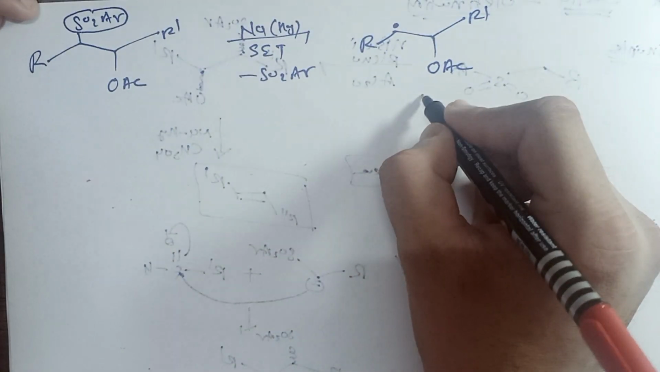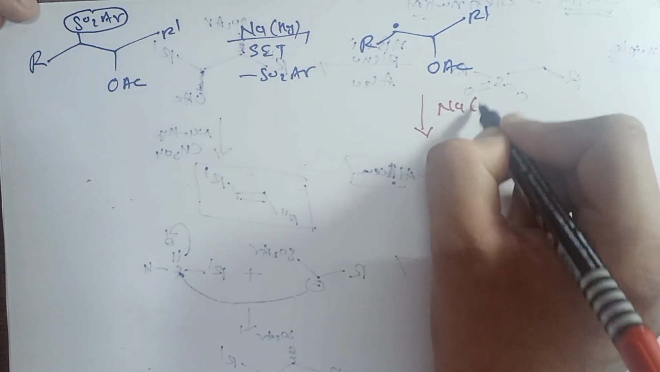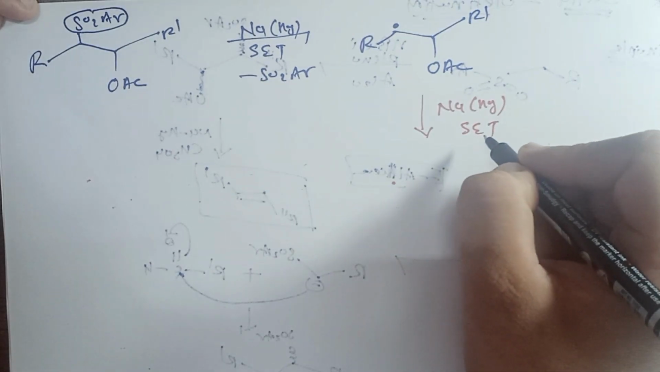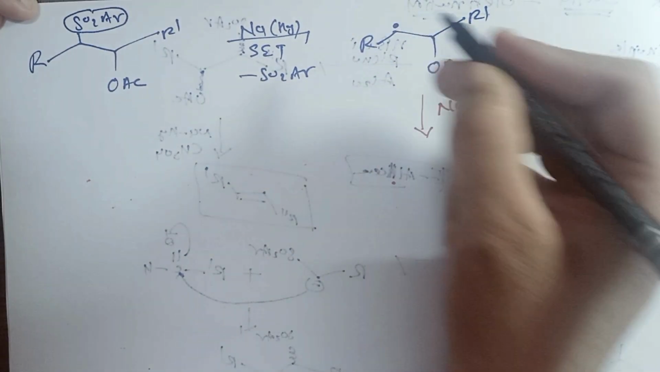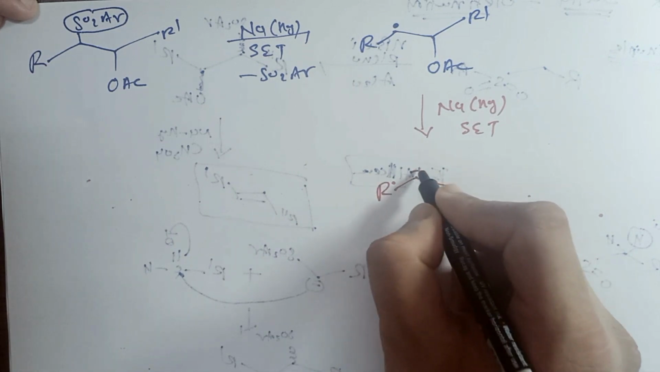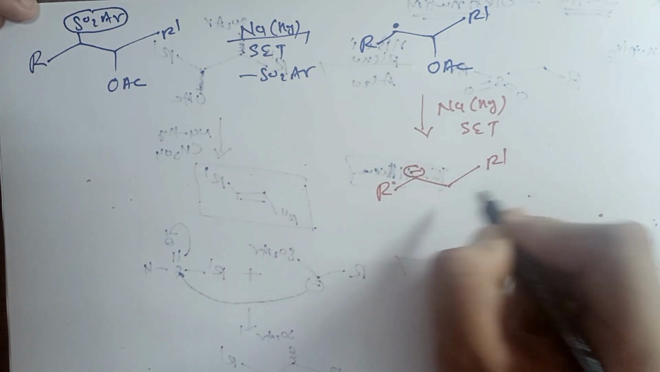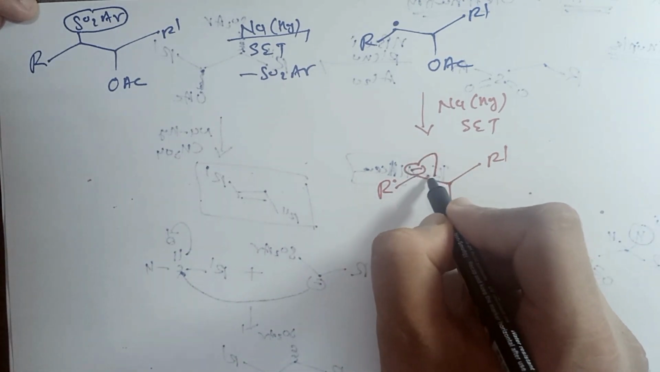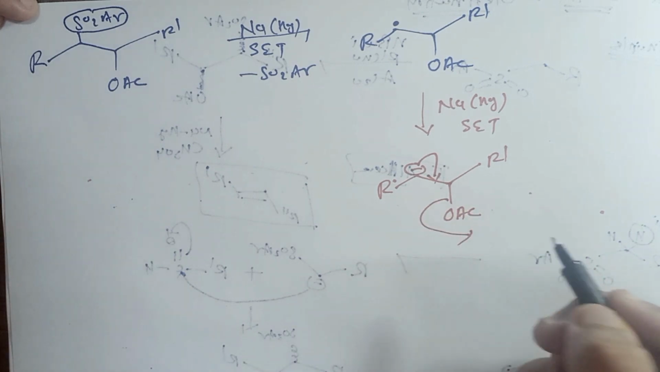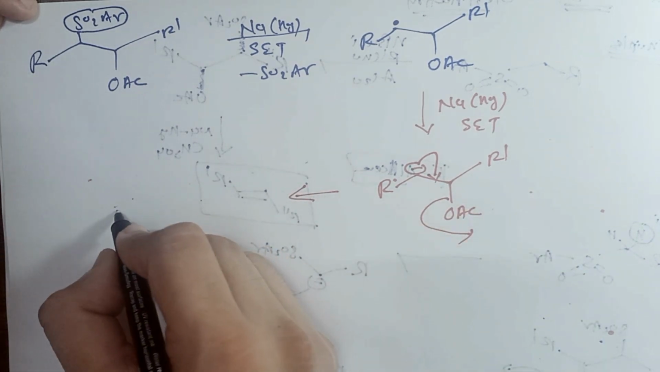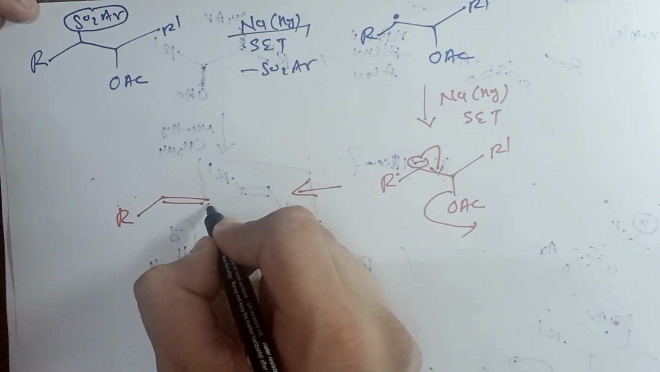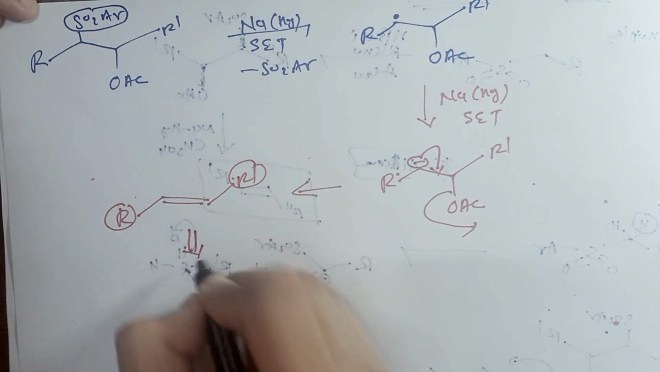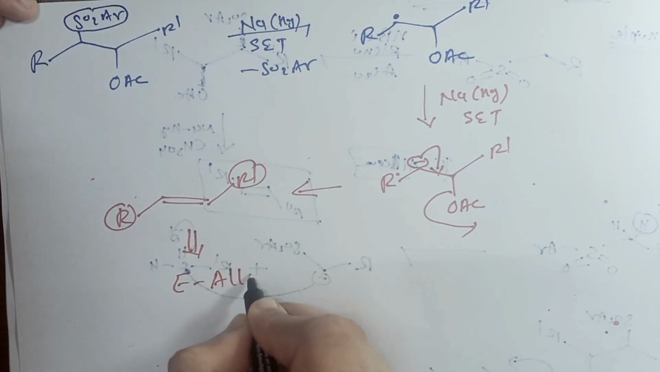Okay, now in the next step we are also reacting with another mole of Na-Hg in the presence of the SET mechanism, that is a single electron transfer reaction. Now another free radical will react over here, so it will produce a negative charge over here. Here we are having an R dash, and here an OAc group. So now this negative charge will make a bond over here, the OAc will be removed as a leaving group and we are producing an R, and here we are having R dash. Both are in opposite directions, that is why it is known as E-alkene.